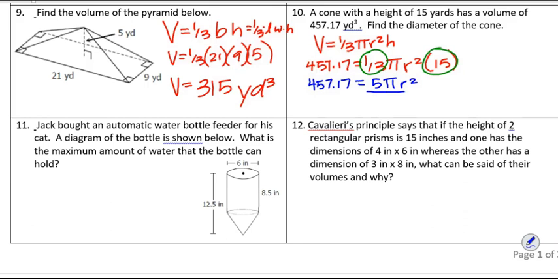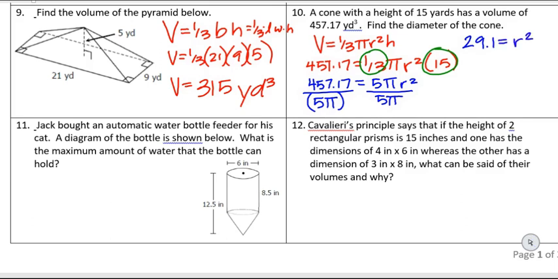Then I'm going to divide both sides by 5 pi. This is the part where people are messing up the most. When you do this in your calculator, you need to make sure that you put parentheses around that 5 pi, because if you do not, it will divide by the 5 and then multiply by the pi. So when you divide 457.17 by 5 pi, you do 5 pi in parentheses. Once we do that, we get that 29.1 is equal to r squared.